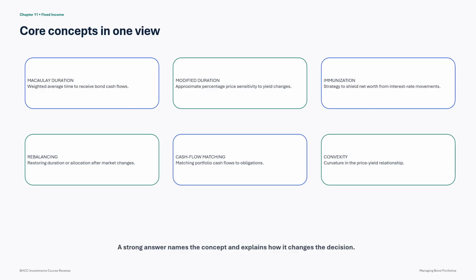Saying that a bond has a duration of 6 years is only the beginning. The analysis should ask whether 6 years matches the liability, whether the security has embedded options, whether the yield change is small enough for duration to be reliable, and whether credit and liquidity risks remain acceptable. The concepts are tools. The portfolio objective determines which tool matters most.